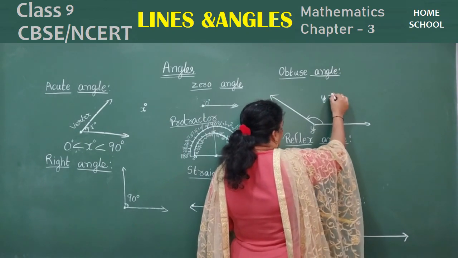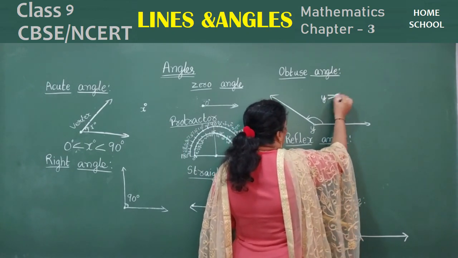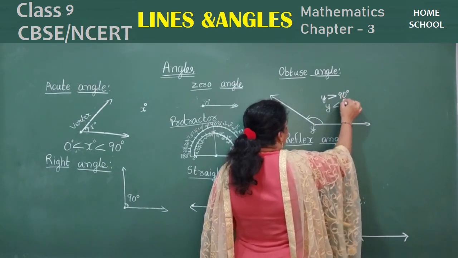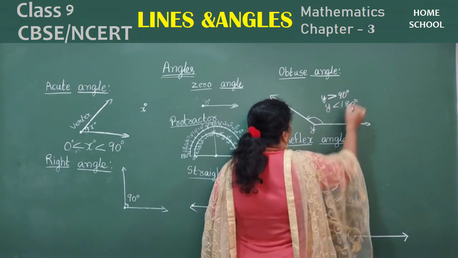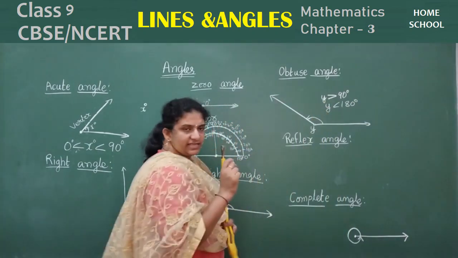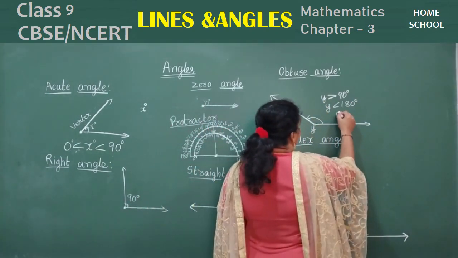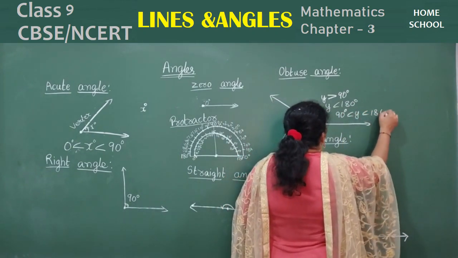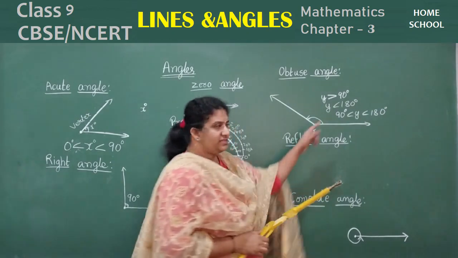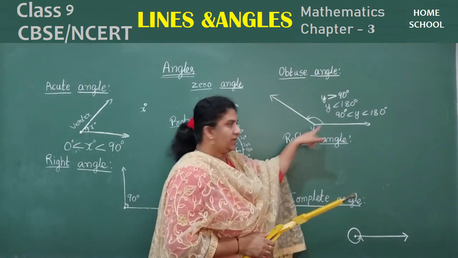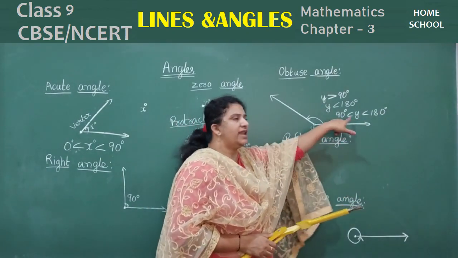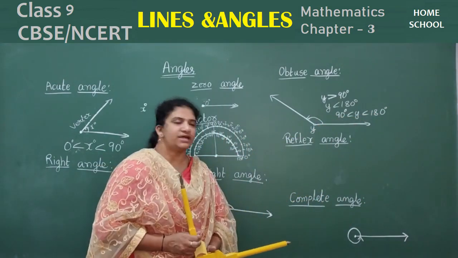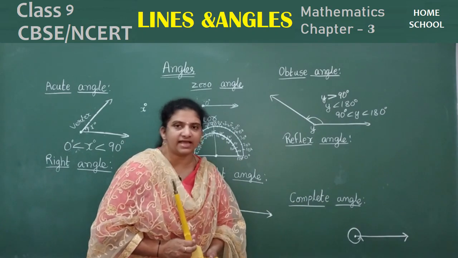Y is more than 90 degrees and less than 180 degrees. How can you write this condition? That is 90 degrees is less than y less than 180 degrees. That means this angle is more than 90 and less than 180 degrees. These types of angles are called obtuse angles.